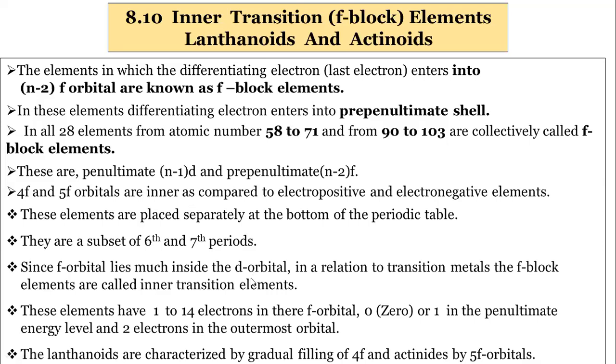So in the case of lanthanides and actinides, that is, these f block elements, the f orbital is continuously filled from 0 to 14. The electron enters 4f in the case of lanthanides, and the electron enters the 5f orbital in the case of actinides.